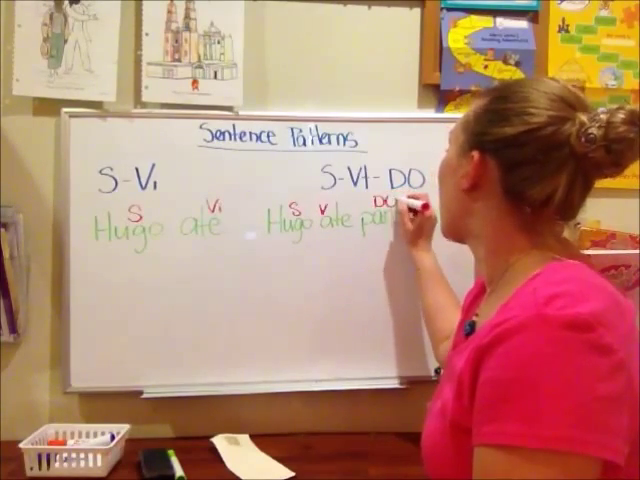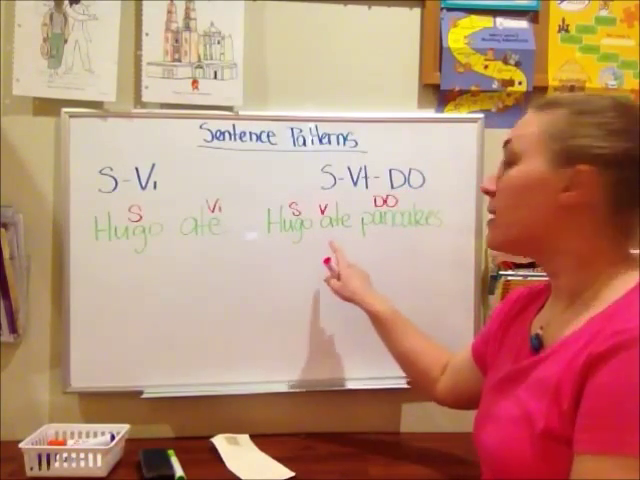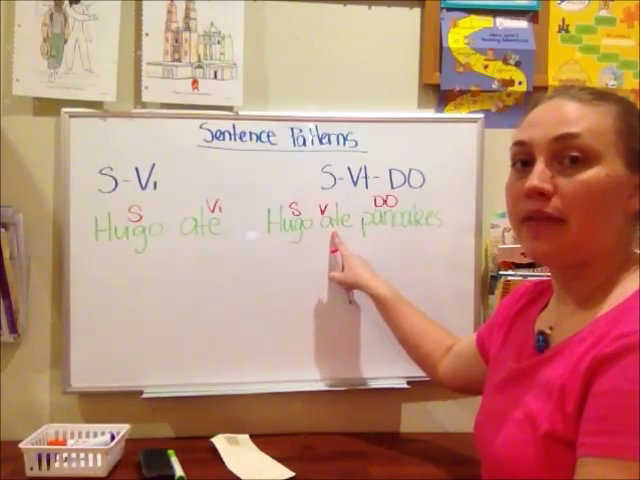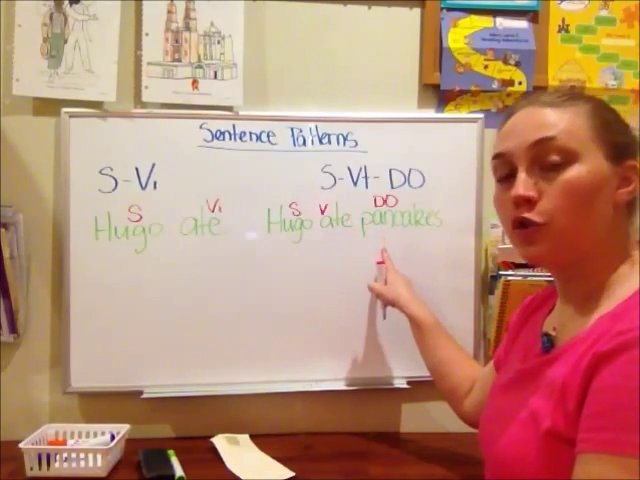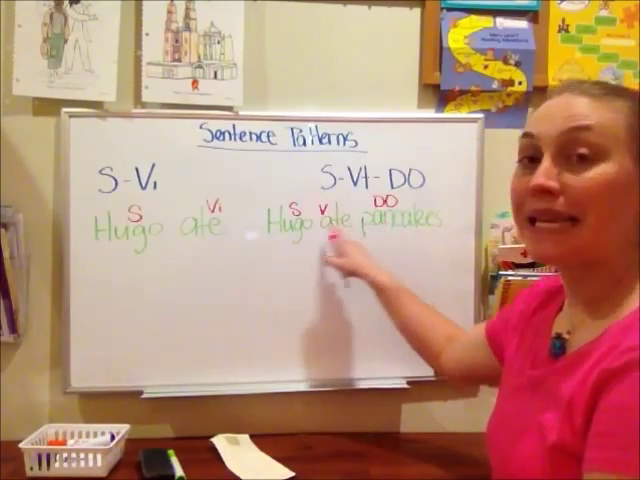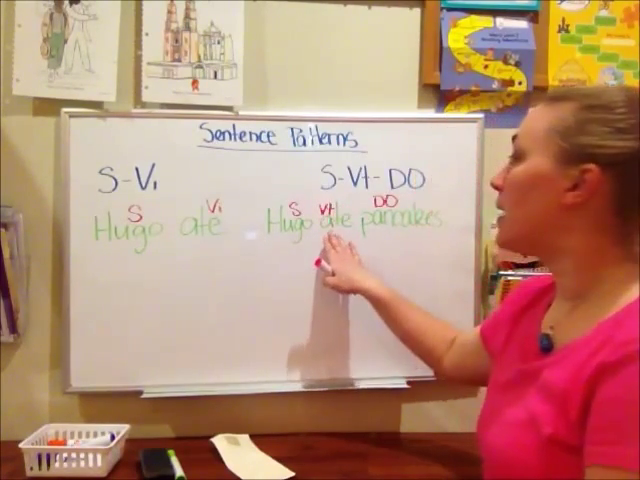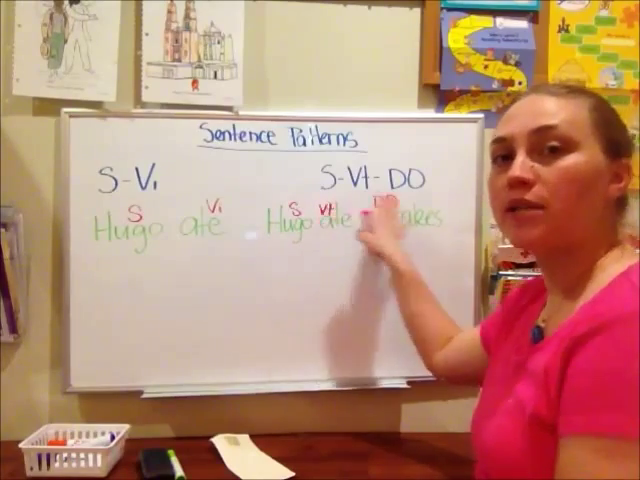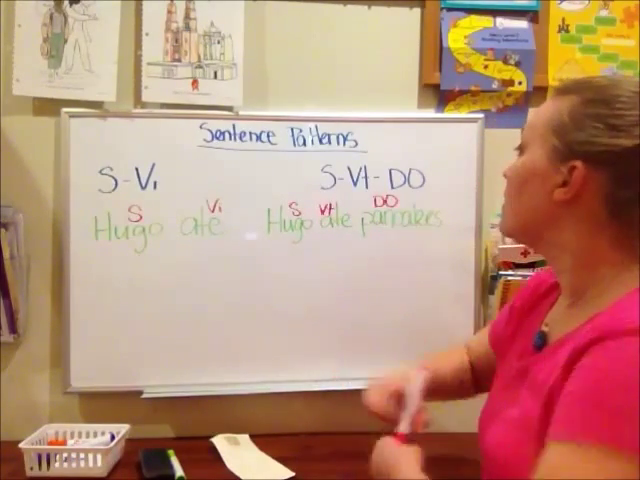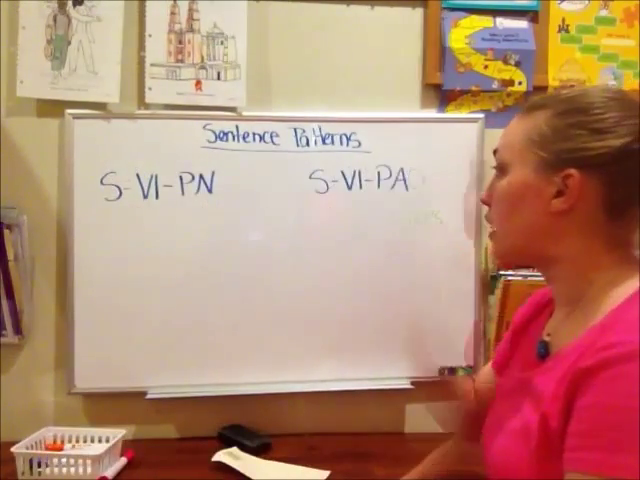Pancakes is our direct object. Because the verb ate, the action is being transferred to pancakes, the pancakes are being eaten, the verb is called a transitive verb because the action is being transferred. So we mark it subject, verb, transitive, direct object.